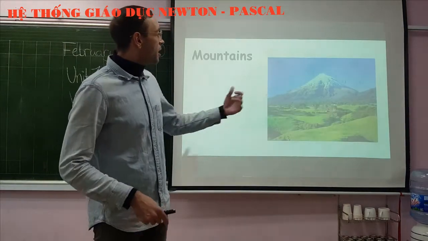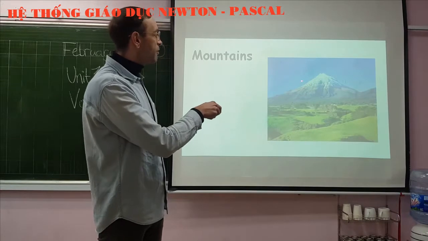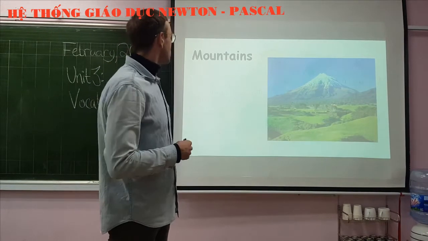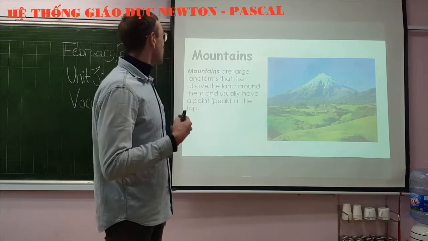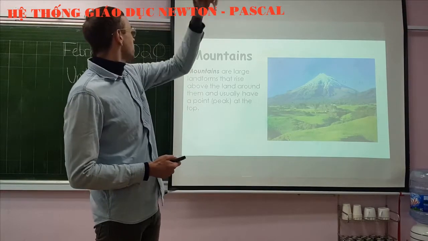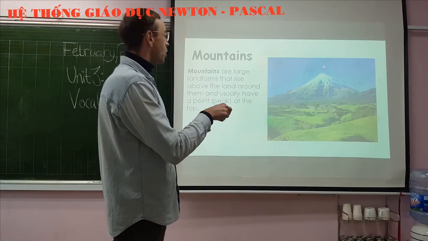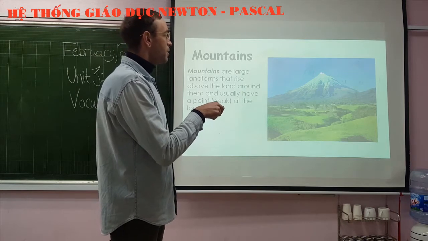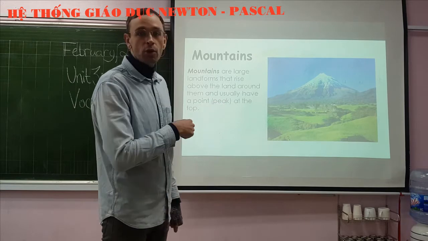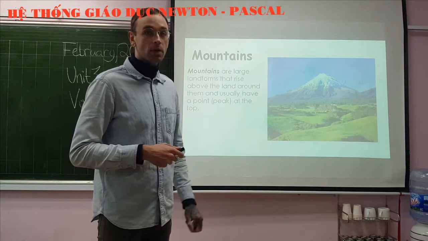All right. Our first word is mountains. In the picture here, we have one mountain. So, mountains are large landforms that rise above the land around them and usually come to a point or a peak at the top. So you see right here, this mountain, it doesn't come exactly to a peak or a point at the top, but it's pretty pointy, okay?